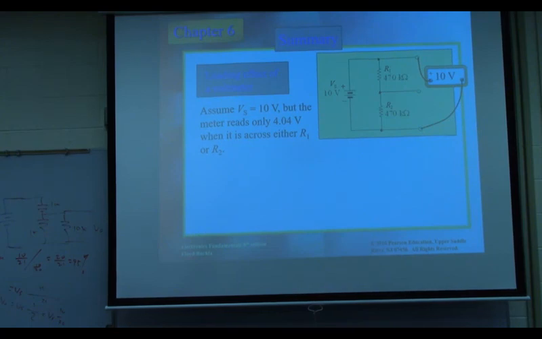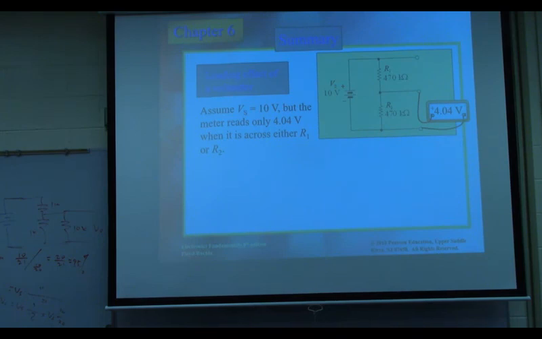Okay, so now if you go to the lab, look at this. The source is 10, and that one is 470, the other one is 470. What is the unloaded voltage on the R2? Suppose this is in the lab, right? So what is the voltage you expect on the R2? 5, right? But if you measure it, what do you expect? Lower. Lower than 5, right? So actually, it is 4.04. If you look at both, 4.04, 4.04.